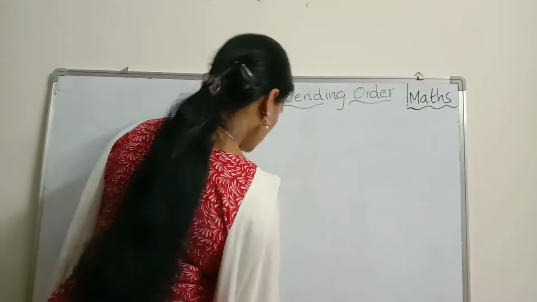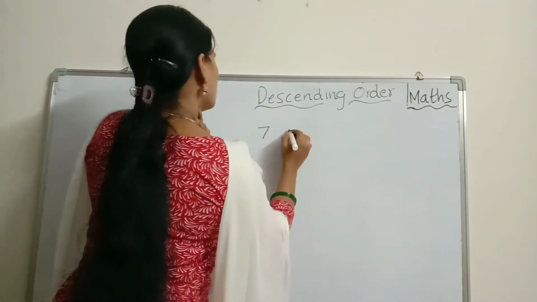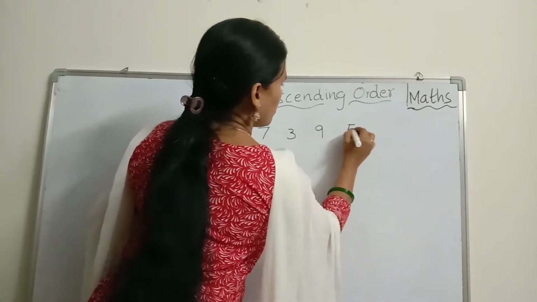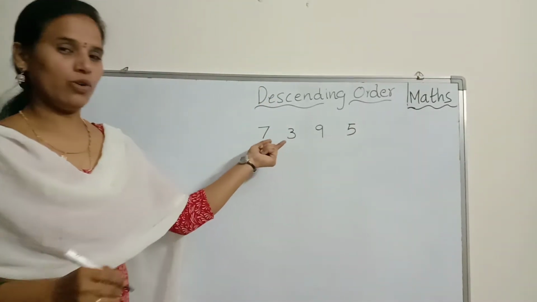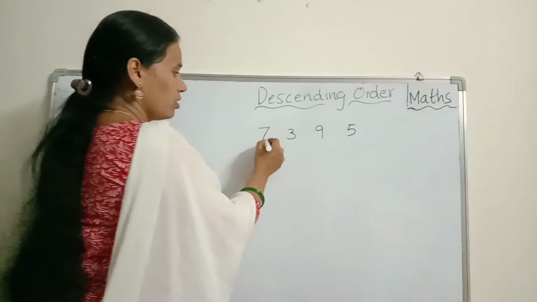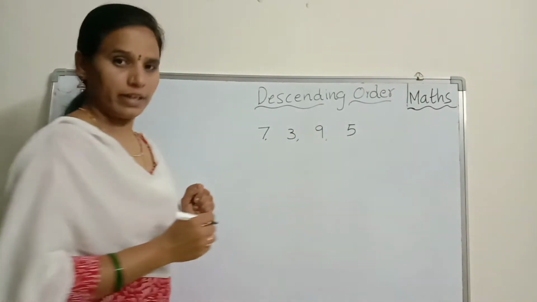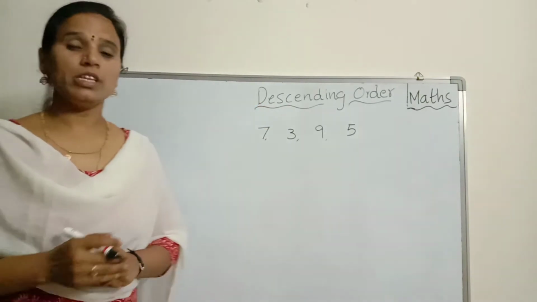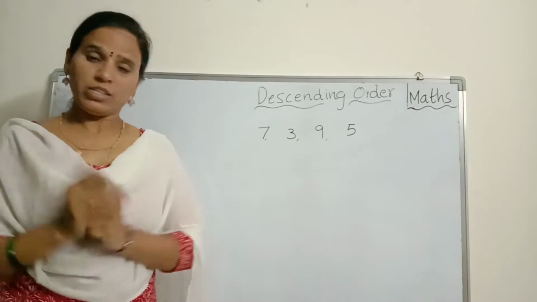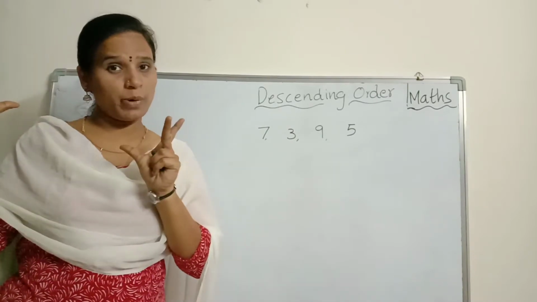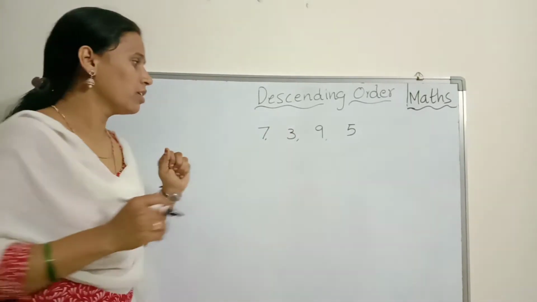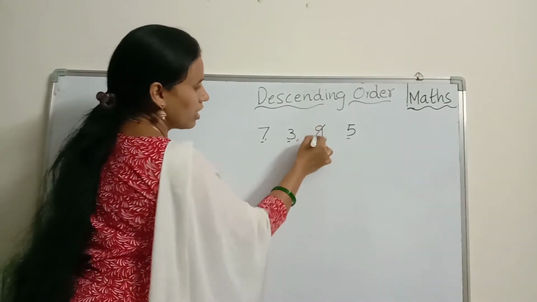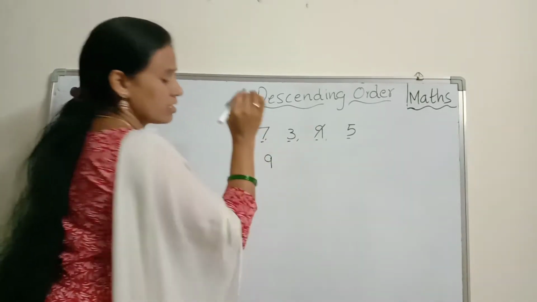Like that. Now, numbers 7, 3, 9, 5. Here we have all single digits, right? Now we arrange in descending order, right? What do you mean by descending order? When we arrange numbers from big number to small number, right? Now tell me children, which is the big number here? Yeah, 9. So 9 is first.